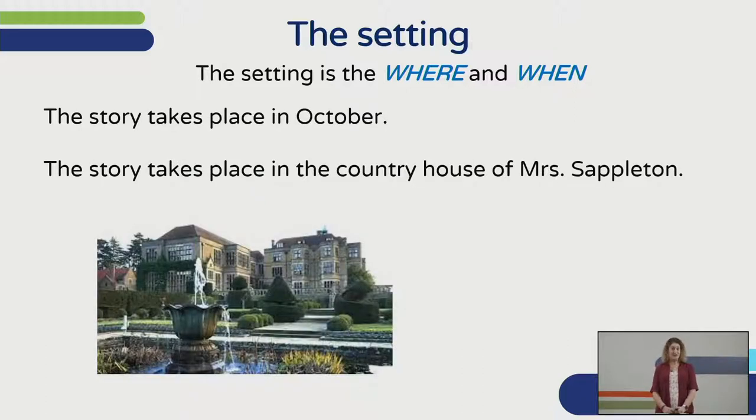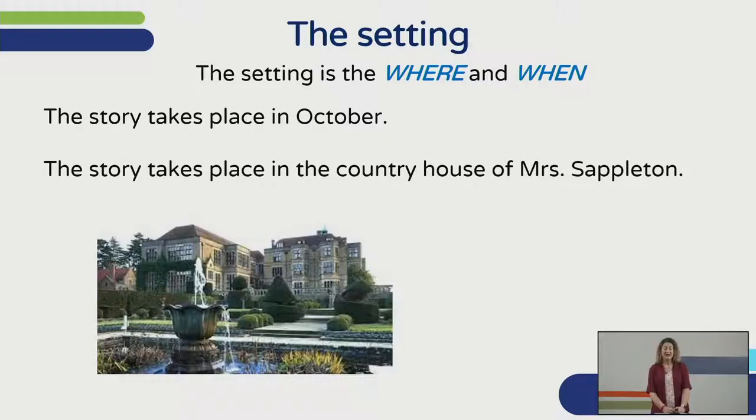When does our story take place? Our story takes place in October, in the autumn. And this is also important because the fall is hunting season, when the British would go out with their dogs and their guns, and they would hunt birds or animals. Our story takes place in the country house of Mrs. Sappleton. And I have here a picture that shows you a house in the country.